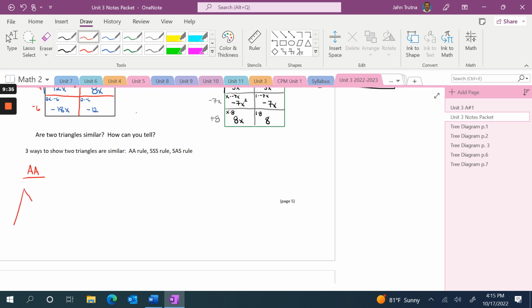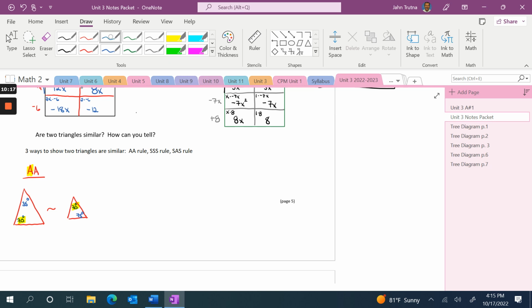AA stands for angle-angle. You're going to have two triangles. They will be similar to each other if there are 2 pairs of equal angles in the 2 triangles. 70 degrees and 70 degrees. They do not have to be in the exact same spot, as long as there are 2 pairs of congruent angles. 35 degrees and 75 degrees. Notice that 70 degrees and 70 degrees gives me one pair of congruent angles.